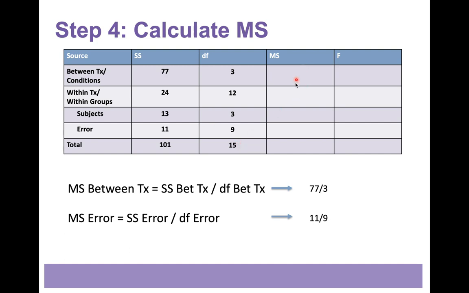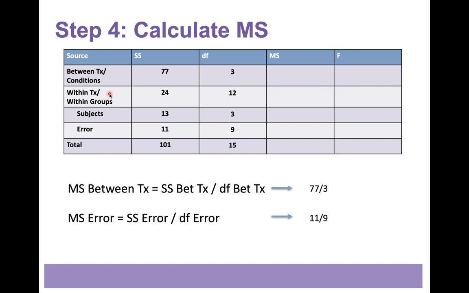The next step is we need to calculate our mean squared. That's MS. We're only going to do a mean squared for between and a mean squared for within. Our mean squared between treatments is equal to the sum of squares between treatments, so 77, divided by the degrees of freedom between treatments, 3. So 77 divided by 3 is going to be our mean squared between.